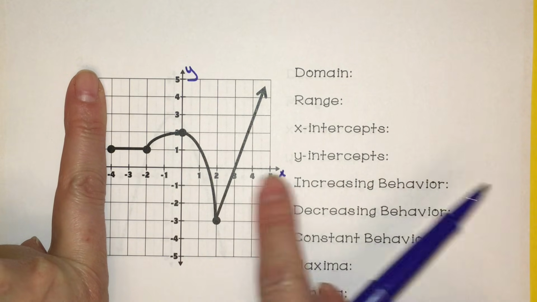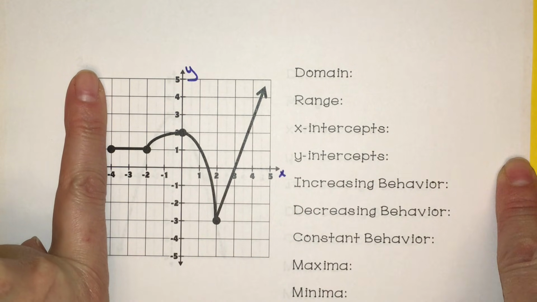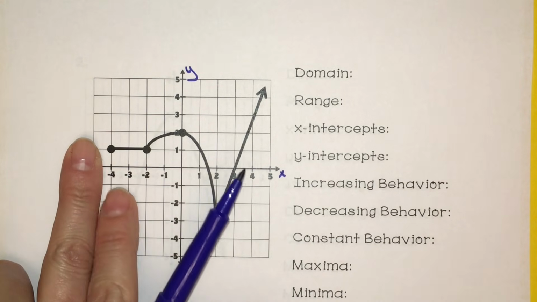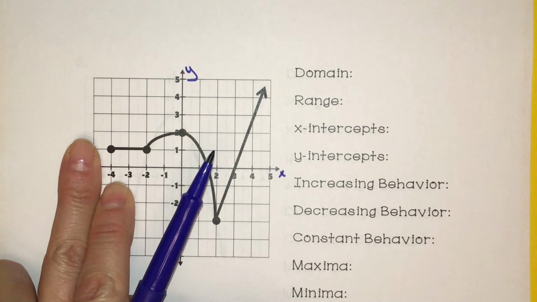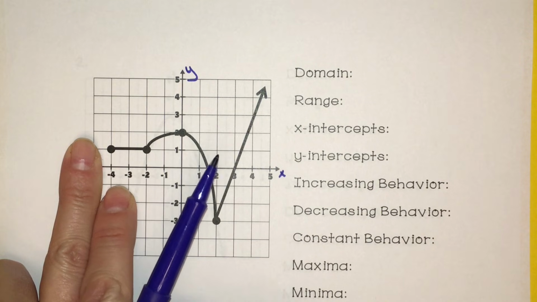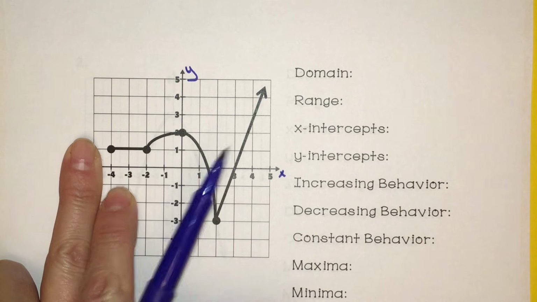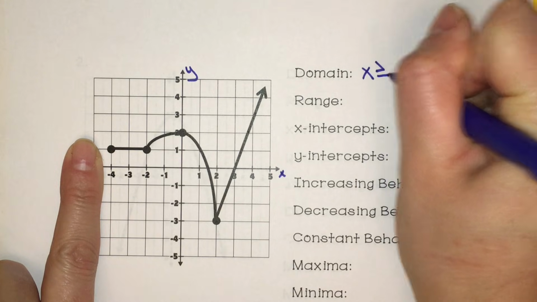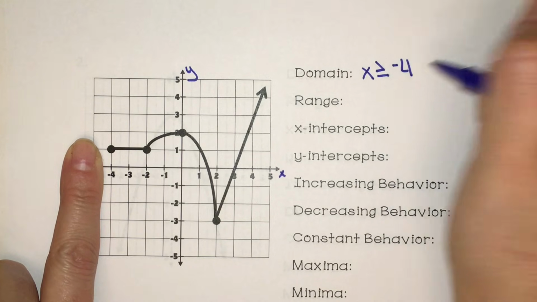So that means that all the positive x values are included. But the smallest x will ever be is where x is -4. And it's a closed circle, so it does include the point, so it's or equal to. So x is greater than or equal to -4.